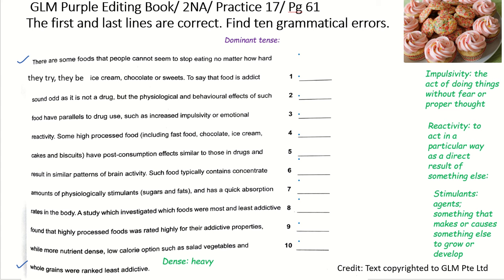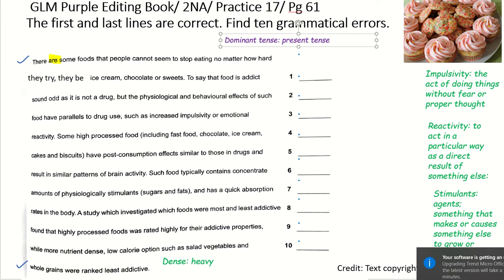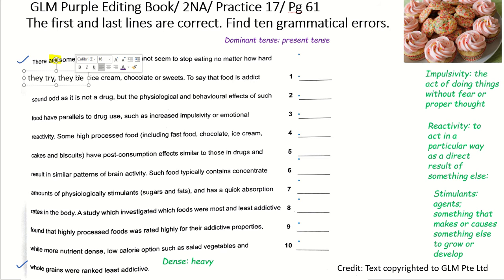So to find the dominant tense, you need to identify the verb in the first line. There are some foods that people cannot seem to stop eating no matter how hard they try. Okay, so that tells you that it is simple present tense, right? Okay, sorry about that. There are some foods that people cannot seem to stop eating no matter how hard they try.